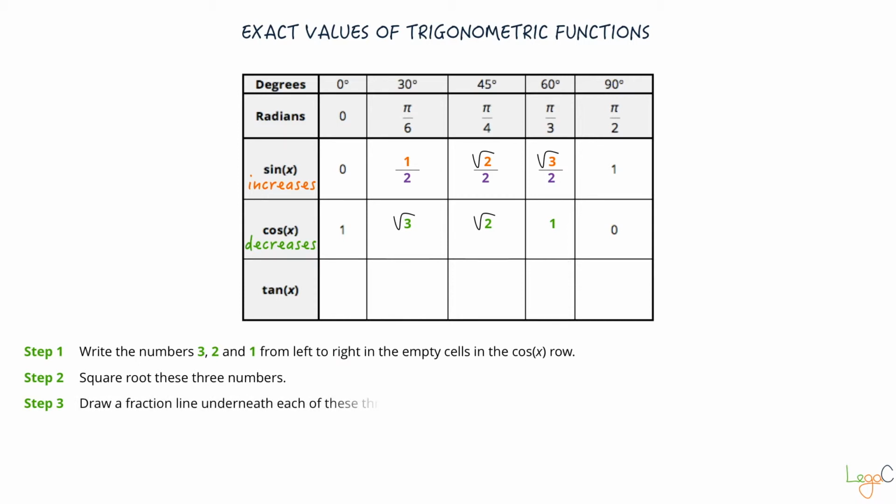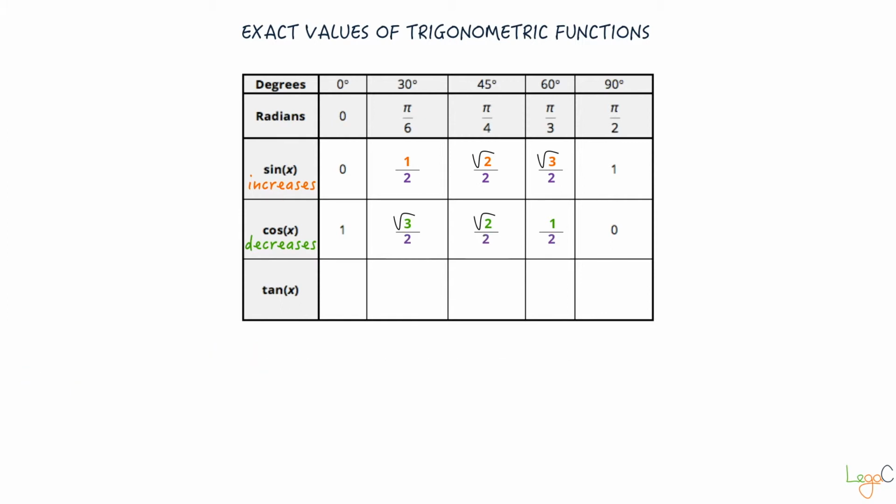Then we draw a fraction line underneath each of these three numbers. And then again we write a 2 at the denominator of each fraction. And here we have the exact values for the cosine function.